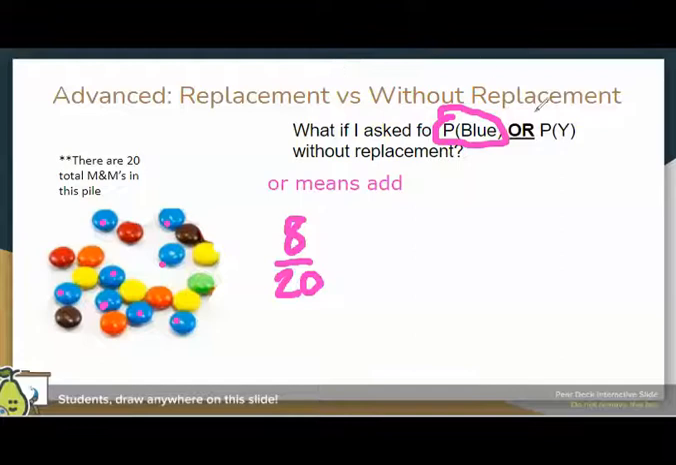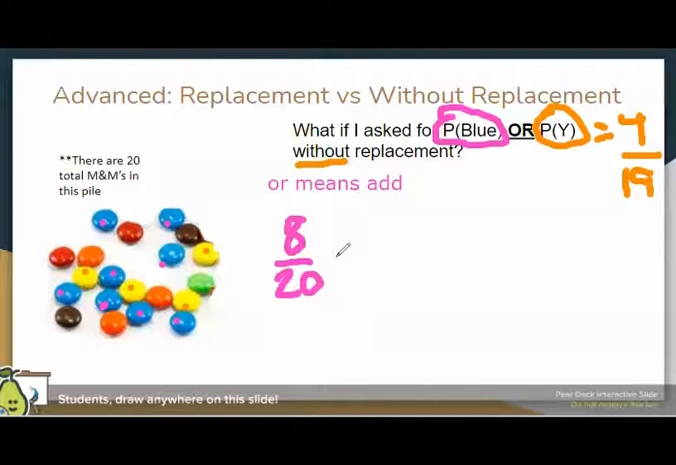For my yellow, why don't we do it in orange? Why not? 1, 2, 3, 4 out of the 20. Actually, it's 4 out of 19. So I didn't read this very well. It's without replacement. So my first draw, I've got an 8 out of 20 chance of getting blue, but I don't replace that blue. Then I pull my yellow, and I have a 4 out of 19 chance of getting the yellow. So we've got 4 over 19.